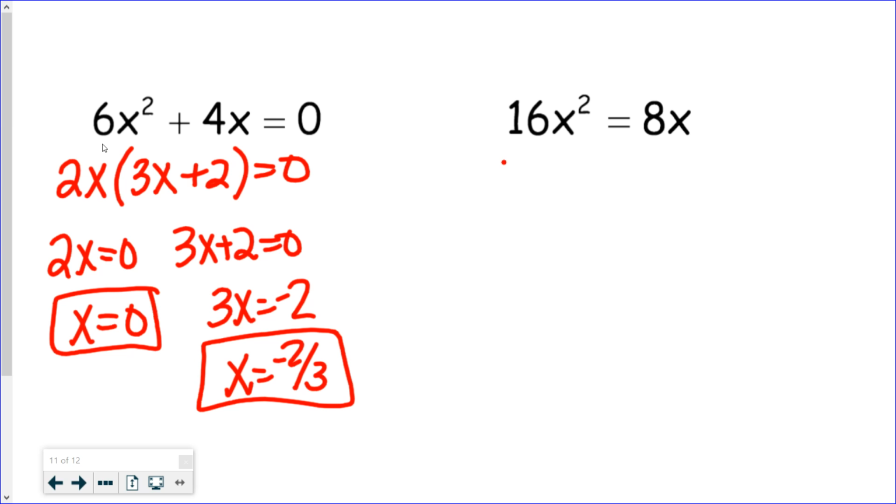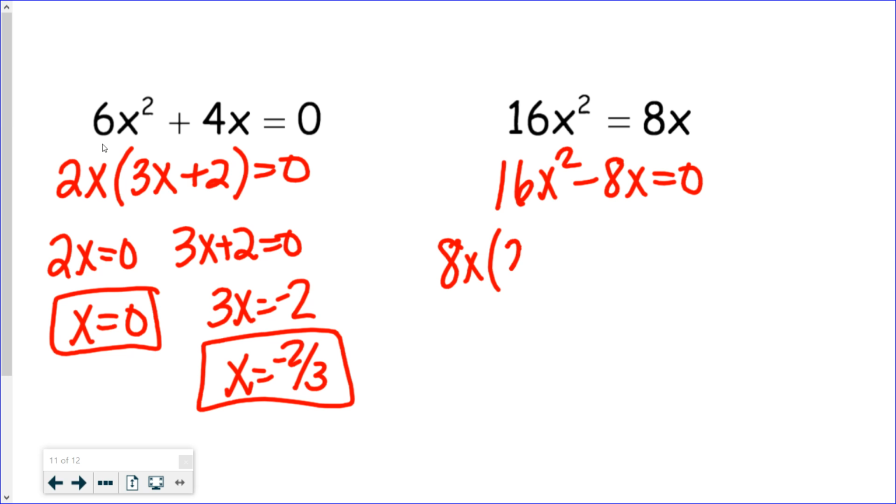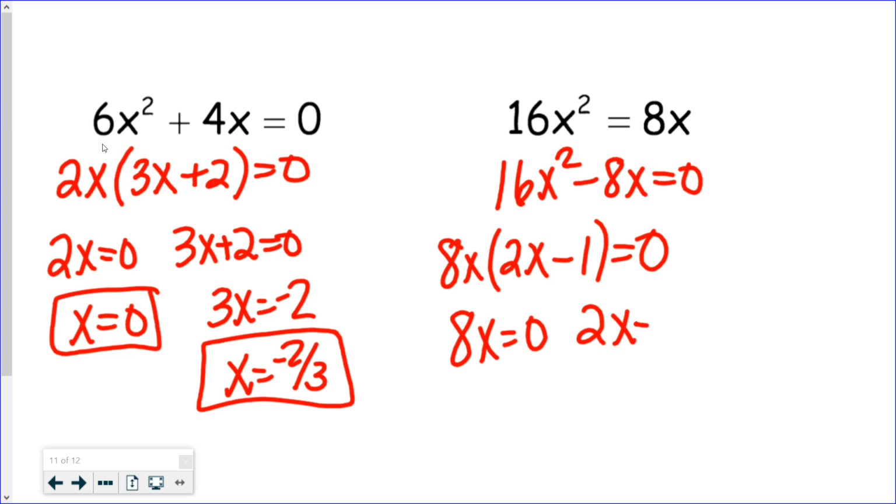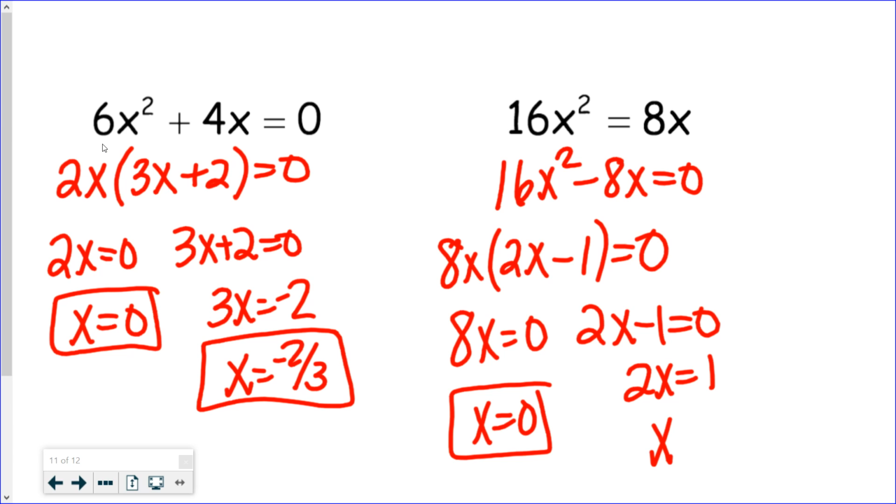All right, same thing for this last problem, 16x squared minus 8x, set equal to 0. What they have in common is an 8 and an x. 16 divided by 8 is 2 with one more x. Negative 8 divided by 8 is negative 1. We'll pull the x out of there. So you get 8x is equal to 0, or 2x minus 1 is equal to 0. Dividing off that 8, 0 divided by 8 is still 0. Over here, I get 2x is equal to positive 1, which means x is equal to 1/2. And those are your solutions.